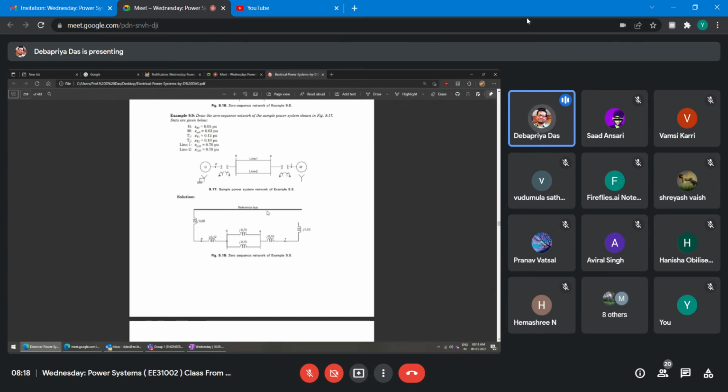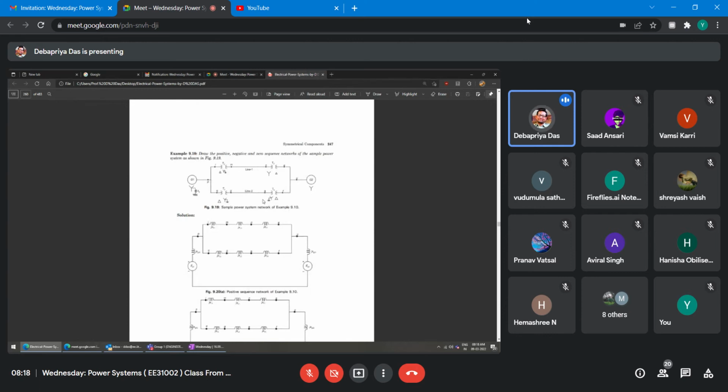Because for fault calculation, this zero sequence diagram is necessary. Suppose fault is created somewhere here, right? Then positive sequence, negative sequence, zero sequence you have to draw, and fault is created from this point. So from this point, all the reference lines, reference bars, you have to connect. That will be seen later, right?